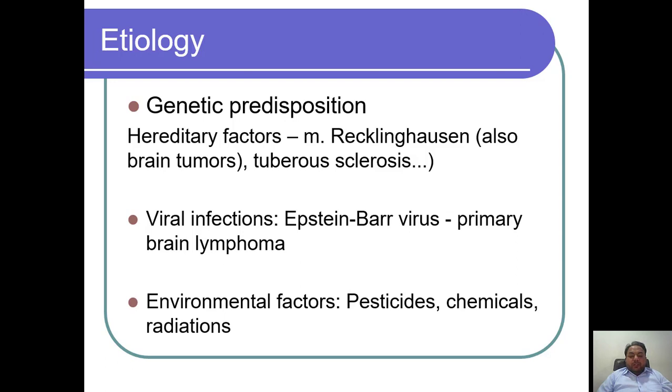Viral infections, previous infection with Epstein-Barr virus could lead to primary brain lymphoma. And then multiple environmental factors like pesticides, chemicals, or radiations could lead to brain tumors.